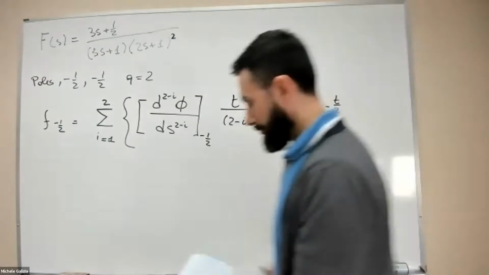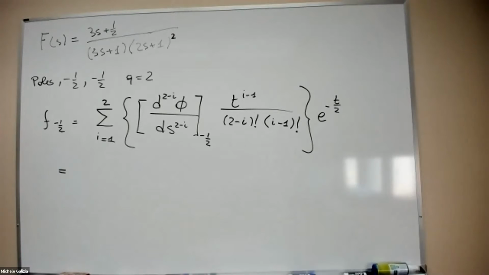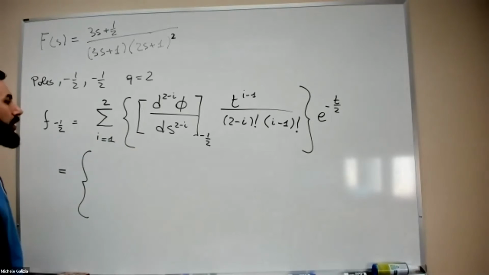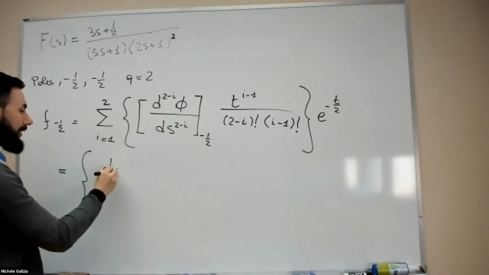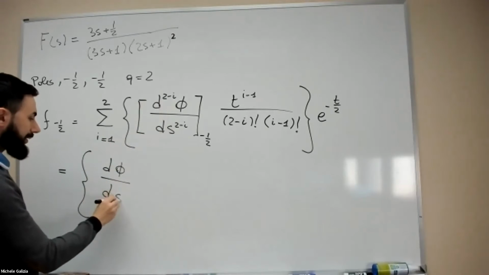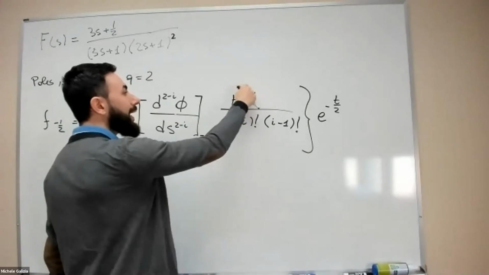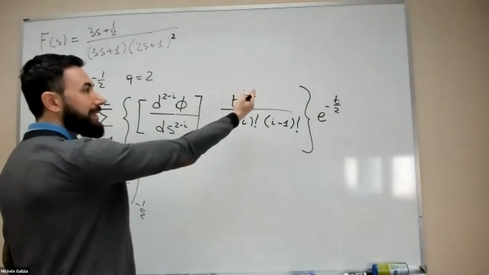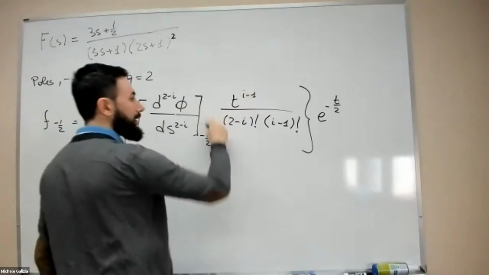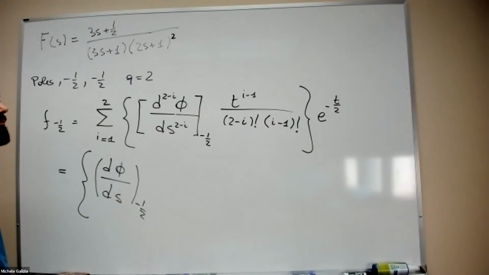Yes. Okay. Now let's make this a little bit more explicit. Let's consider this summation, i equal to 1. So basically we have the derivative of phi with respect to s calculated in minus 1/2 times what? Time at 1 minus 1, time at 0. And time at 0 is equal to 1. So this term is now equal to 1. Make sense? Yes, sir. Okay.